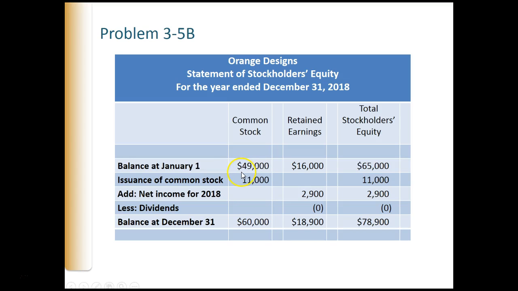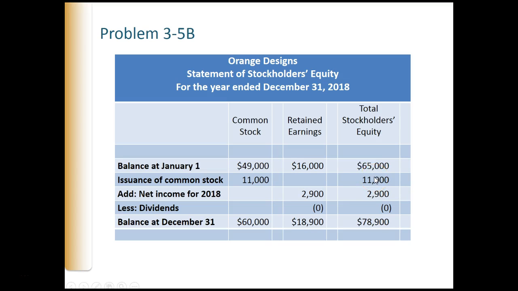So that would mean we began the year at $49,000 of common stock. We began with retained earnings of $16,000, so our stockholders' equity is $65,000 at the beginning of the period. We added the issuance of common stock for $11,000. That issuance is increased in the common stock section, and we carry it over to the stockholders' equity section.